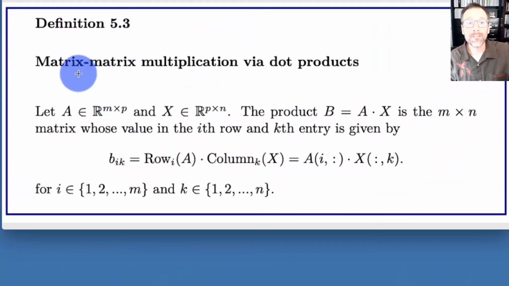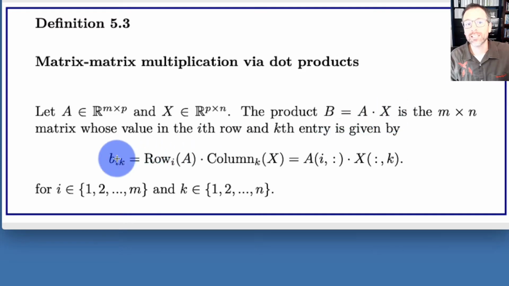Here we go. The definition of matrix multiplication via dot products starts with a matrix A, an element of R^(m by p), and a matrix X, an element of R^(p by n). We say that the product B equals A times X is the m by n matrix whose individual entry in the ith row and kth column is given by B sub ik. And this is going to be a quote-unquote dot product between row i of A and column k of X. So A is the left factor here, X is the right factor.